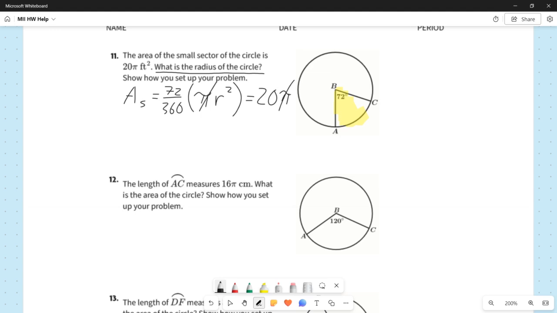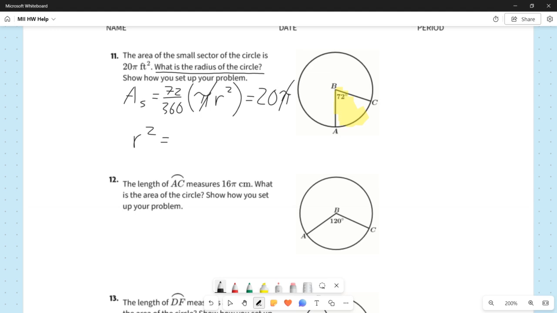The reciprocal of 72 over 360 is 360 over 72. And if I take my equation here and I multiply everything by that reciprocal, what's going to happen on the left is that my fraction is going to go away, and I'm going to be left with just r squared. Okay. Now, whatever I do to the left, I have to also do to the right.